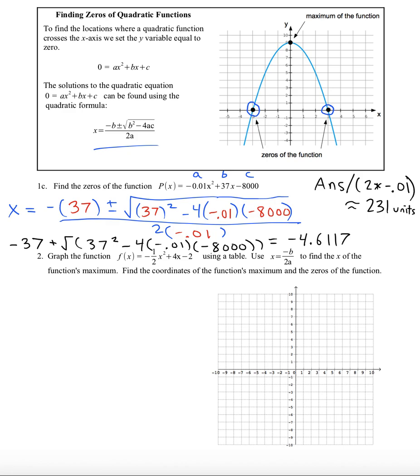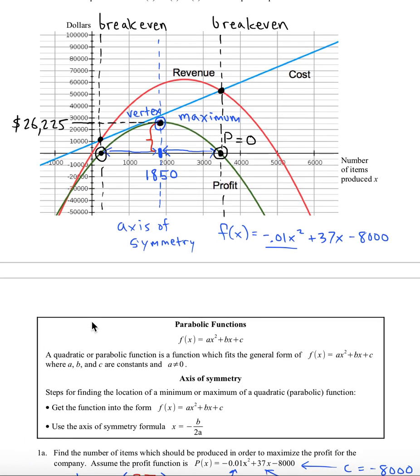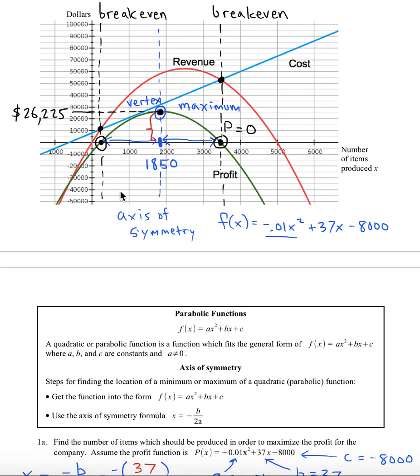Okay, great. So that's one of our answers. Let's go up on the graph and see if that one makes sense. Okay. It looks good. 231 units would be this 0 right here. Now remember, it's an x value. But now we need the other one too. We need this one. That's a much larger number of units. So let's go back.